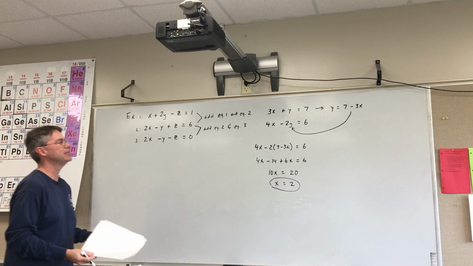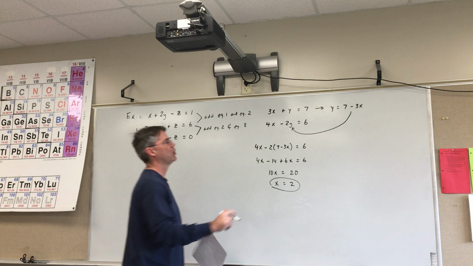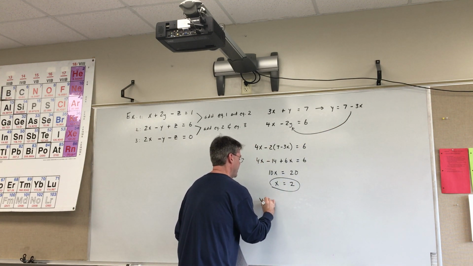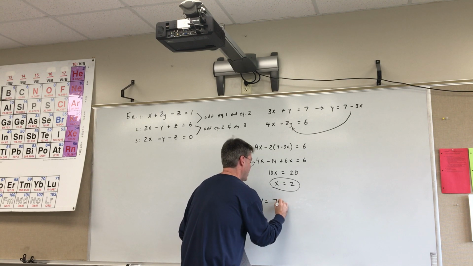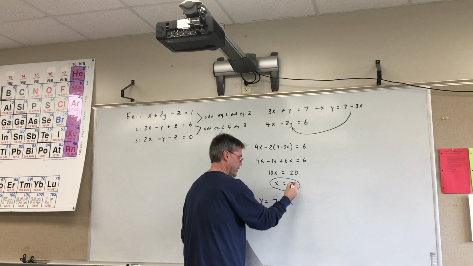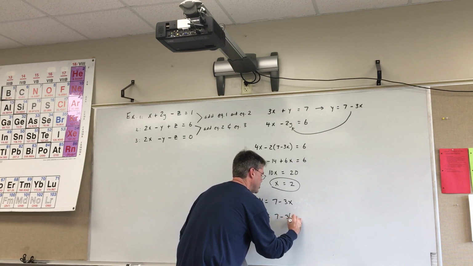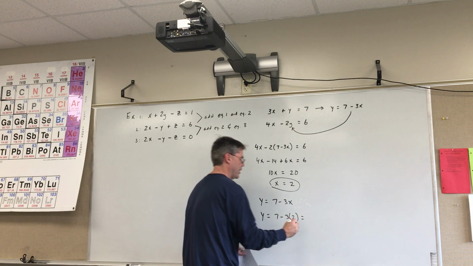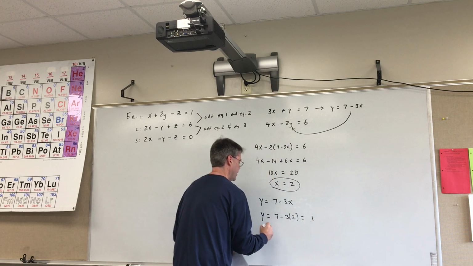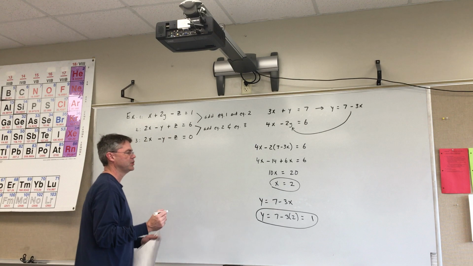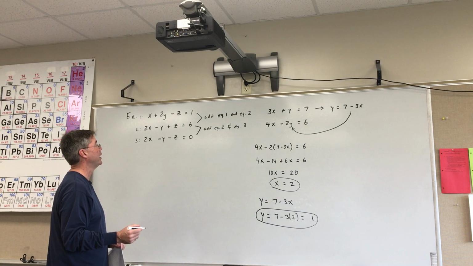Now it's really easy to get y because we've already solved for y up here. We know that y is equal to 7 minus 3x. So let's plug in 2 for x. y is equal to 7 minus 3 times 2. That's 7 minus 6, which is 1. So we have our second solution: x is equal to 2, y is equal to 1.